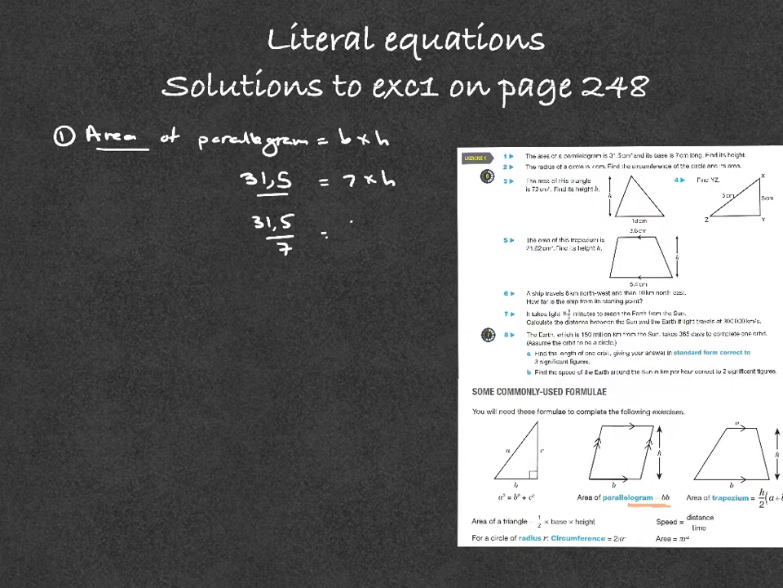And how would we do that? Well, you would divide by 7 on both sides, right? So 7 times h divided by 7 is 31.5 divided by 7. And then 31.5 divided by 7 is 4.5. That would mean that the height is equal to 4.5 centimeters.